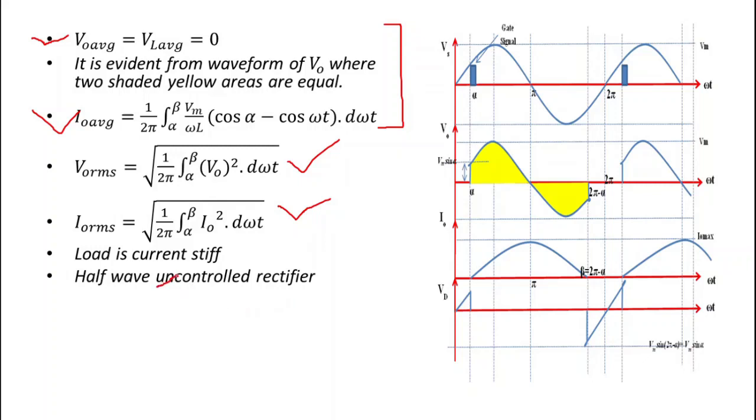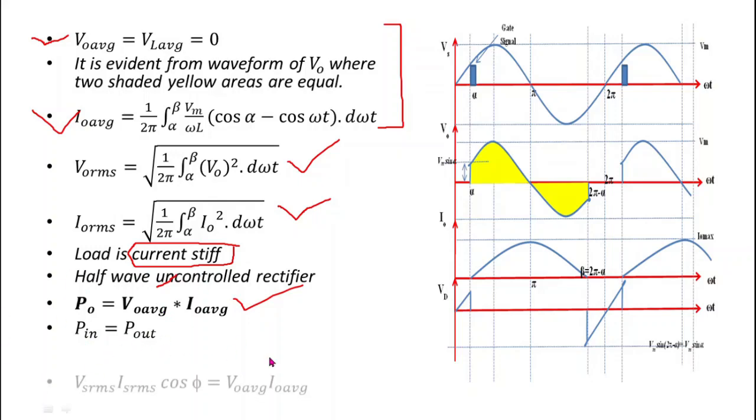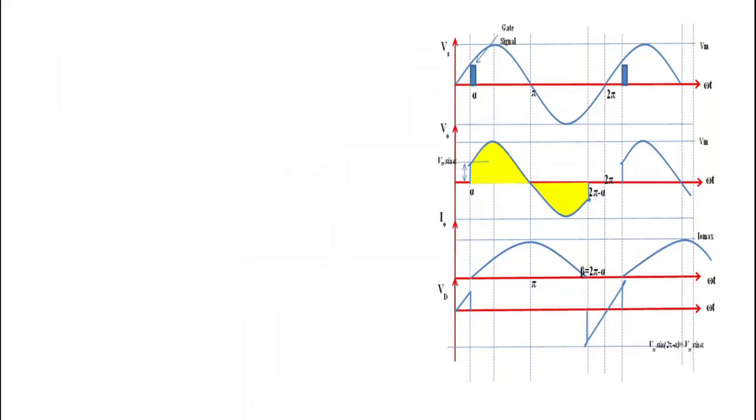Now next, the output power P naught is equal to V naught average into I naught average. So for a current sink load, the output power is always given as V naught average into I naught average. Now next is to calculate the power factor. We know that input power is equal to output power, so we put it in and we get the input power factor from this equation.